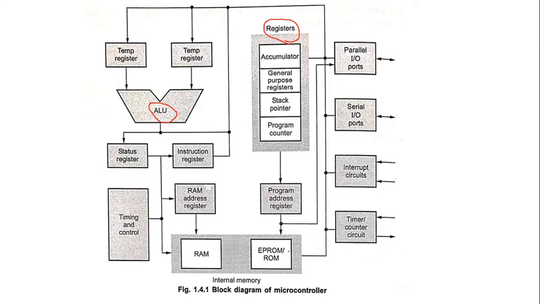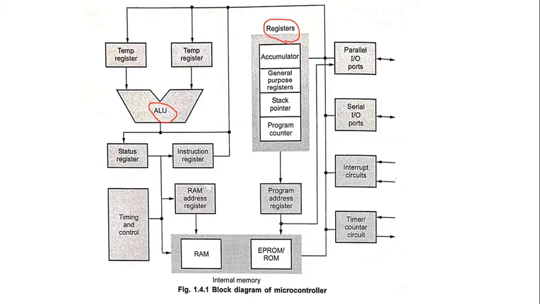Now over here, RAM and EPROM, or we can directly say ROM, are the main part, or we can say the memory part, where all the data and all the programs are going to be stored and perform several actions. Out of these registers, that is accumulator, general purpose register, stack pointer and program counter, all the memory is directly linked with the internal memory with the help of the program address register.